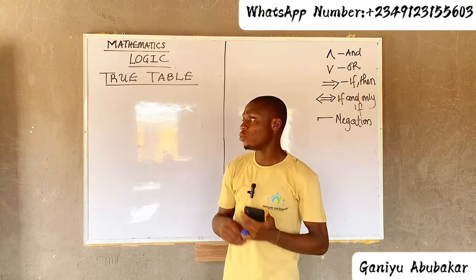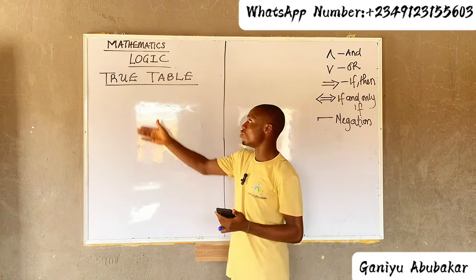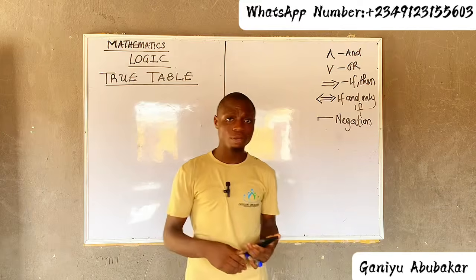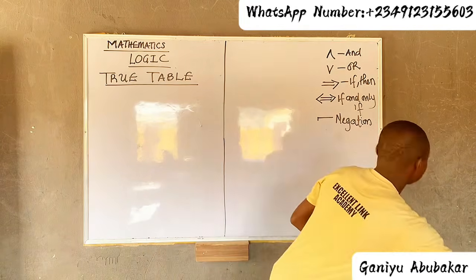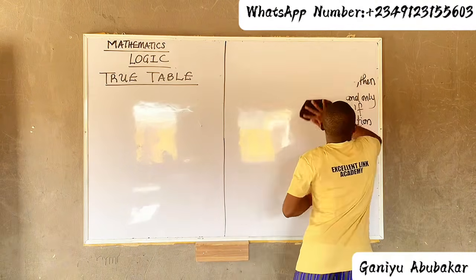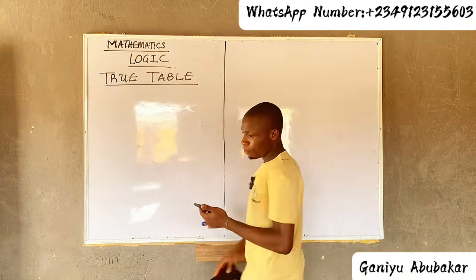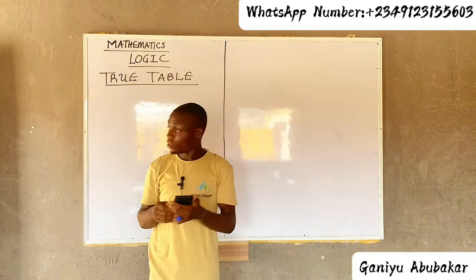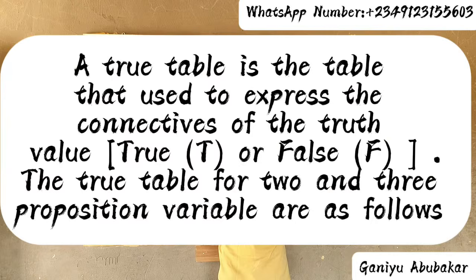For this class, we're dealing extensively with truth tables. So let's discuss truth tables. All right, let's discuss truth tables extensively. By definition, a truth table is a table used to express the connective of a truth value, true, open bracket, capital T, or false, open bracket, capital F. The truth table for two or three propositional variables are as follows.